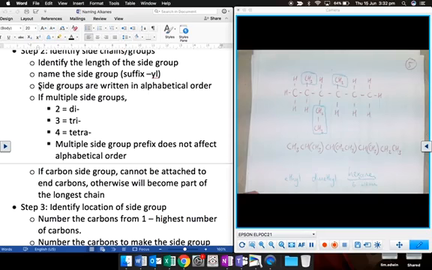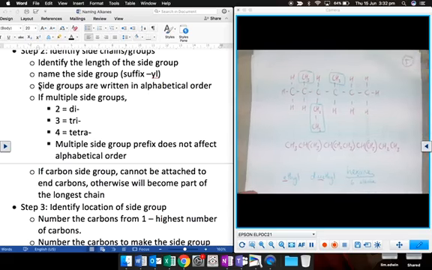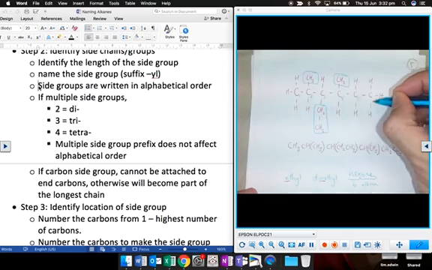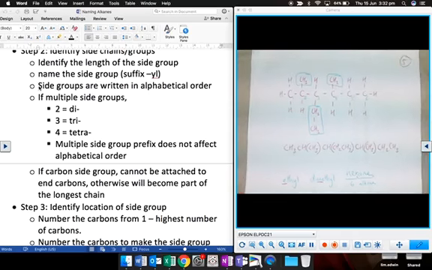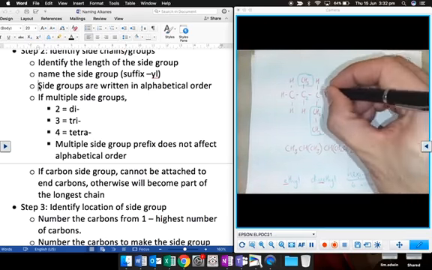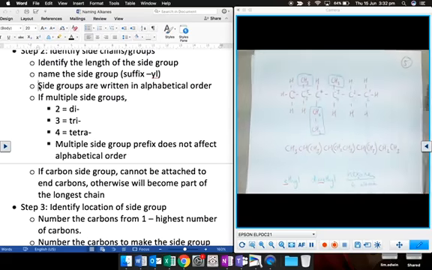So this is what we were saying before. The di doesn't play a part in the alphabetical order. It's only the ethyl and the methyl. So we have ethyl, dimethyl, hexane. We have to work out where the ethyl and the methyl are. So we have an option of numbering it 1, 2, 3, 4, 5, 6. We also have an option of numbering it 1, 2, 3, 4, 5, 6.